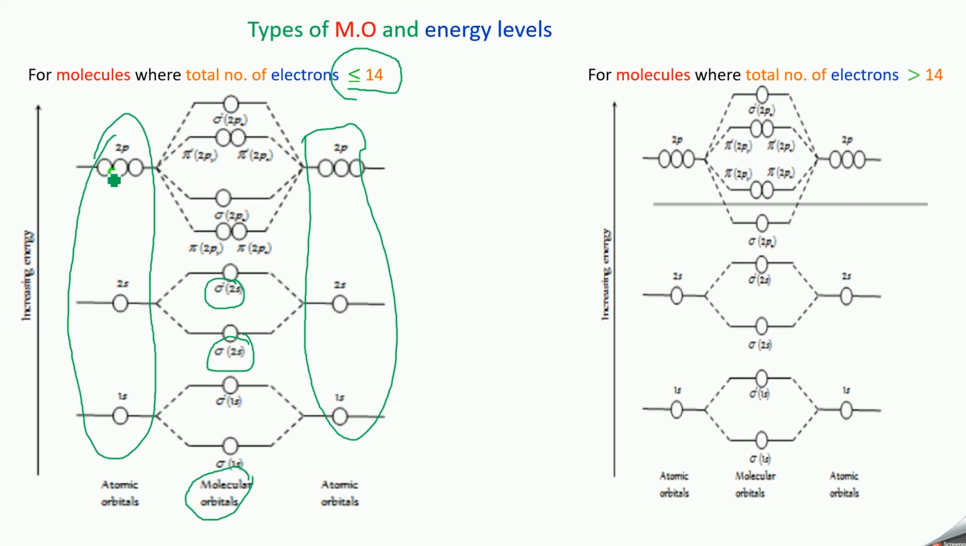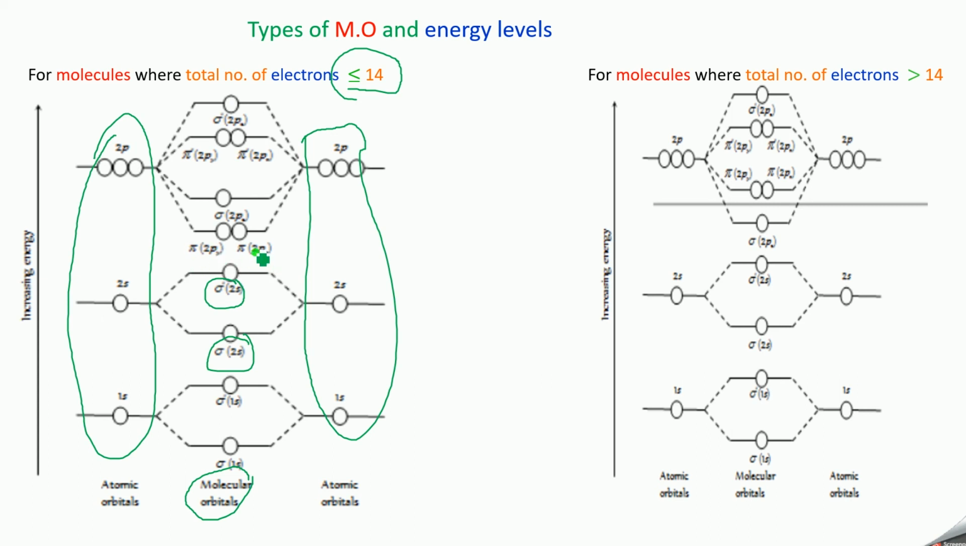Now you go to the 2p orbitals. Here we have three 2p orbitals for one atom and three 2p orbitals of another atom. They will mix to form 6 molecular orbitals in total, because we have 3 plus 3, 6 atomic orbitals. In these 6 molecular orbitals, how to arrange? Here in this case, you have pi 2px and pi 2py.